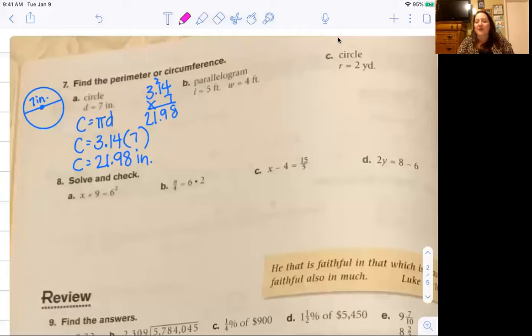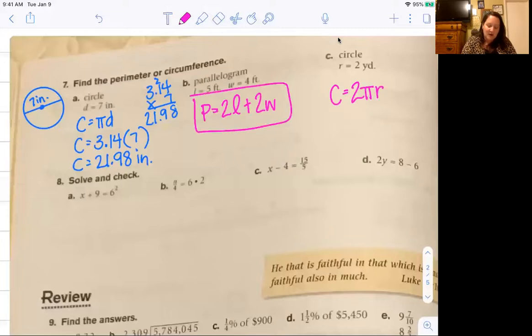Now we're going to not do B and C, but I want to find the formulas. What is the formula for the perimeter of a parallelogram? Perimeter equals 2L plus 2W. That's your perimeter. How about the circumference of a circle with the radius? Circumference equals 2 times pi times radius. Awesome job.